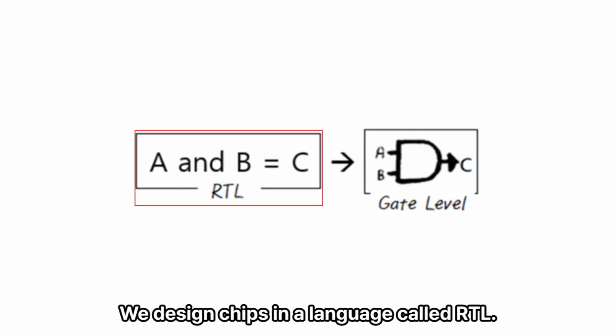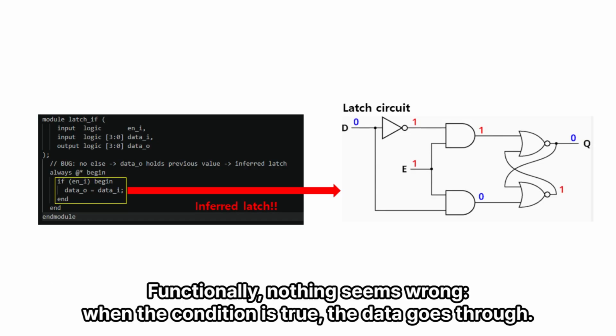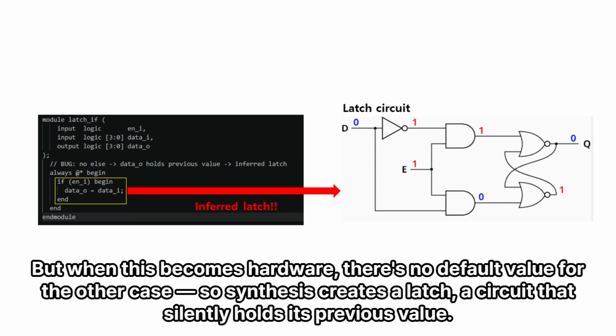We design chips in a language called RTL. At first glance, it looks just like software, but every line here describes a physical circuit. Look at this example. Functionally, nothing seems wrong when the condition is true. The data goes through. But when this becomes hardware, there's no default value for the other case. So synthesis creates a latch, a circuit that silently holds its previous value.